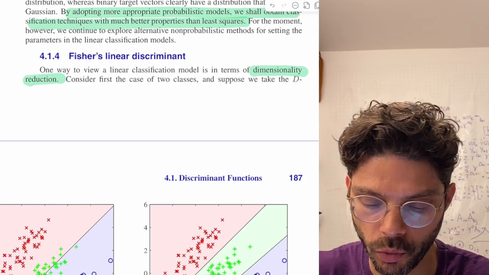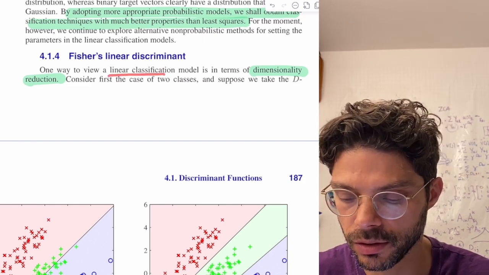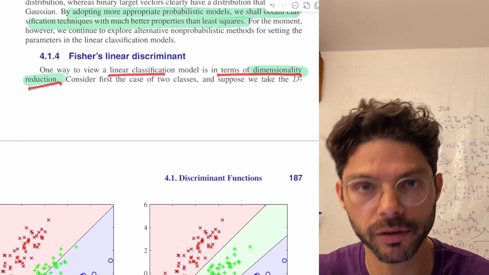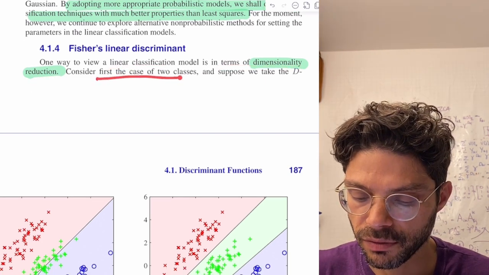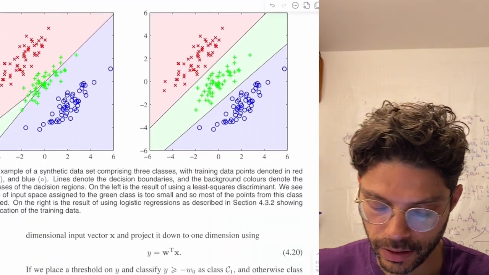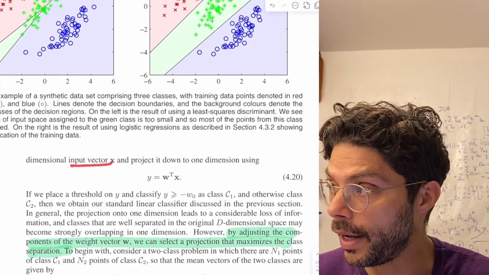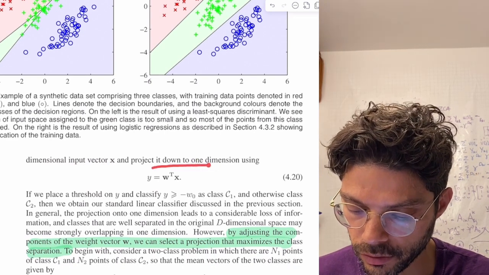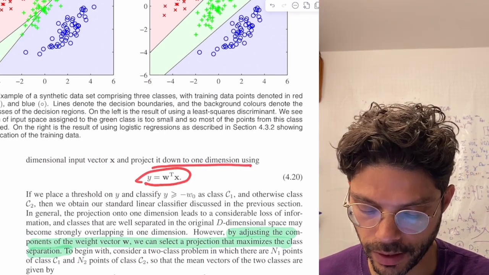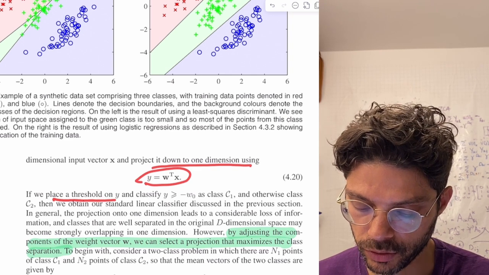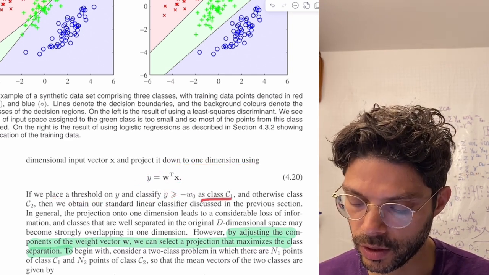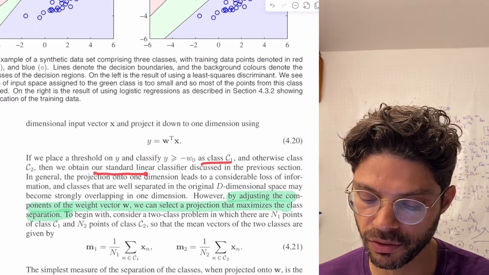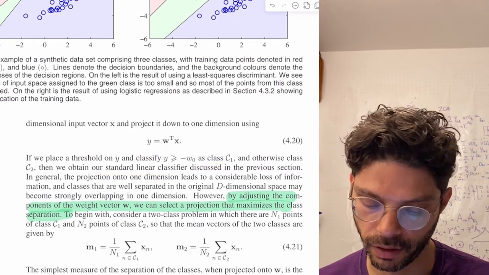Okay, so one way to view a linear classification model is in terms of dimensionality reduction. That's already pretty cool, right? I wouldn't have thought of that. Consider first the case of two classes, and suppose we take the d-dimensional input vector x and project it down to one dimension using just that. Now, if we place a threshold on y and classify y greater than minus w naught as class C1 and otherwise class C2, then we obtain our standard linear classifier that we've already talked about.